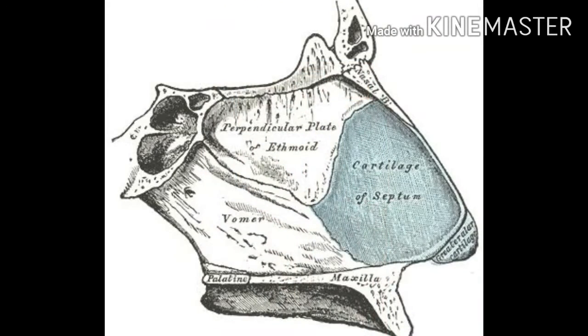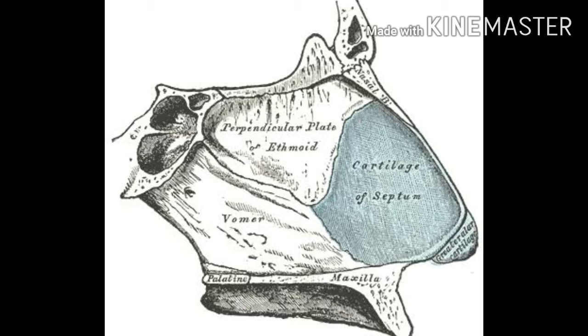Now, the nasal septum is a median osteocartilaginous tissue which is present between the two halves of the nasal cavity. On each side, it is covered by the mucous membrane and forms a medial wall. The nasal septum is formed of three parts: one is the bony part, the other is the cartilaginous part, and the third is the cuticular part.